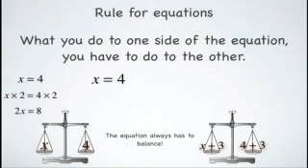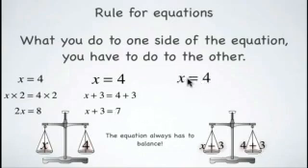I can start with the balance x equals 4. I can add 3 to both sides. So then x plus 3 will equal 7. I have x plus 3 on this side and I'll have 7 on that side, but they will be in balance. They will still be equal.